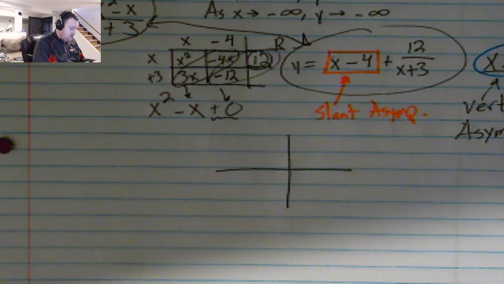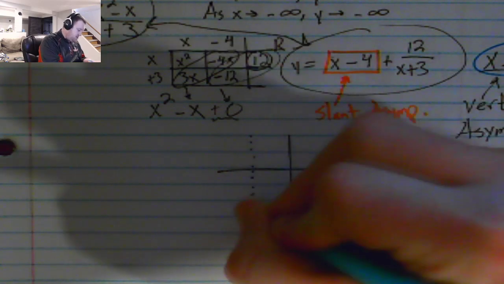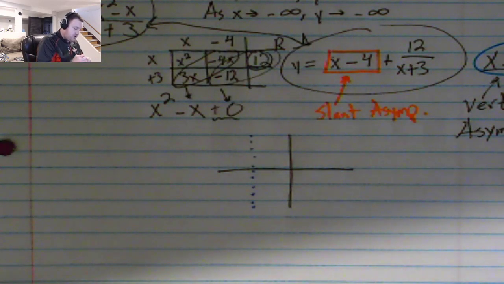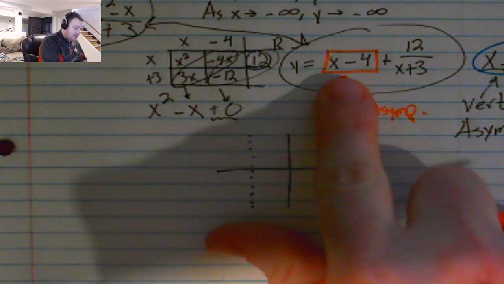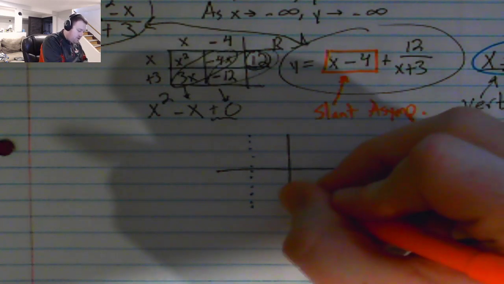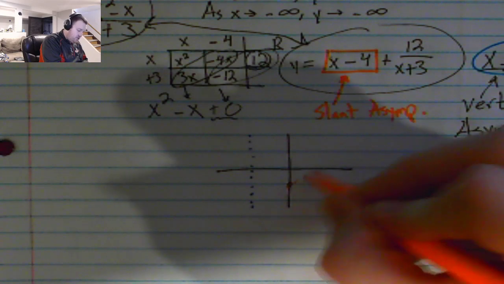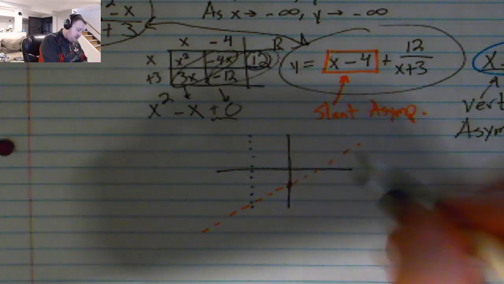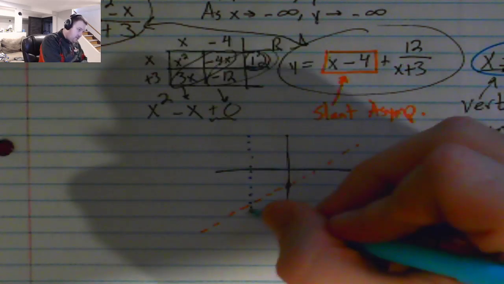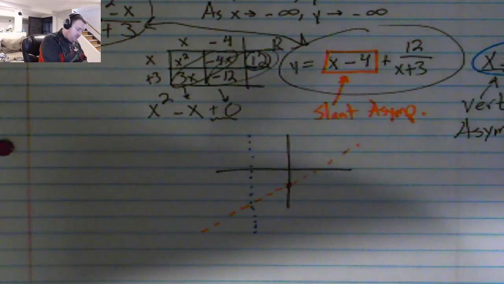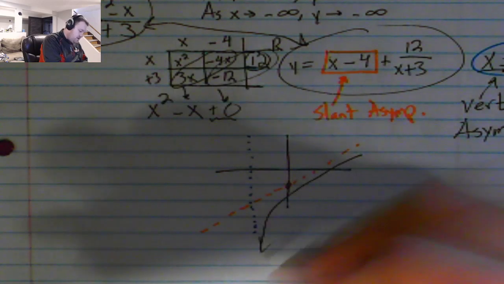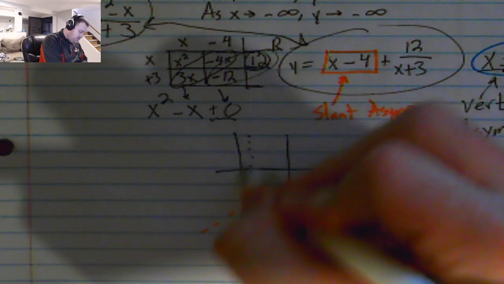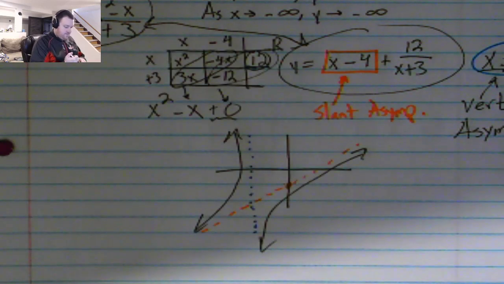So basically negative 3. There's the vertical asymptote. X minus 4 is just a linear equation. We start at negative 4, up 1 over 1, slope. So it would look something like this. And then my graph, let me keep this going down here. My graph would look something like this. And that's the slant asymptote.